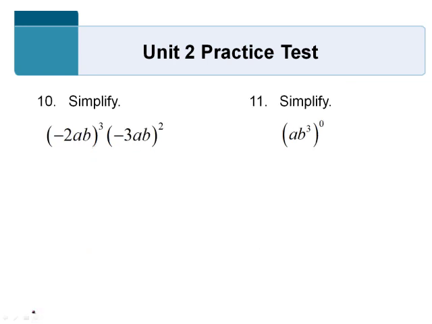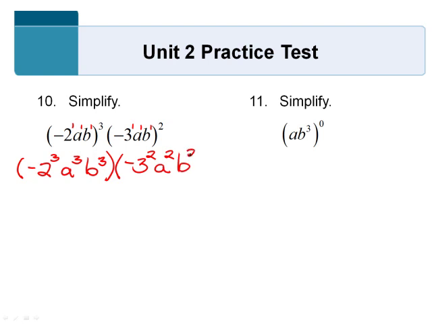Okay, number 10, we have exponents outside both sets of parentheses. So we're going to have to distribute the 3 to all the exponents in the first parentheses and the 2 to all the exponents in the second parentheses. So, here we go. We're going to have negative 2 to the third, because 1 times 3, a to the third, and b to the third. Okay. And then on the second one, you're going to have negative 3 to the second, a to the second, and b to the second. So we multiplied all those exponents by 2.